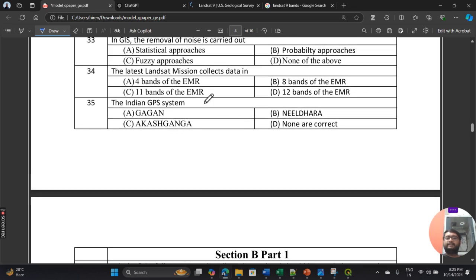And then the Indian GPS system is, can anyone tell which one is correct? Gagan. Is it true? Gagan is what? It's an augmentation system. Gagan is a kind of augmentation system rather than a GPS system. In GPS, we have NavIC, or the other name is IRNSS, the Indian Regional Navigation Satellite System. So here none of these are correct.